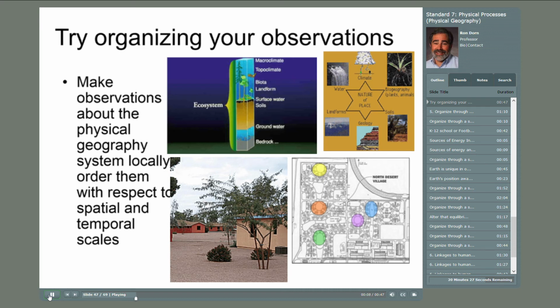Think about the physical geography system locally. For example, you can go to the Polytechnic campus and observe the ecoregion created at the North Desert Village as a product of everything you see in the diagram: the macroclimate, the topoclimate, the biota that was planted there, the surface water, the soils, the groundwater, and the bedrock underneath. It's the nature of place, either natural or, in this case, artificially constructed, that is amenable almost everywhere to this type of thinking.